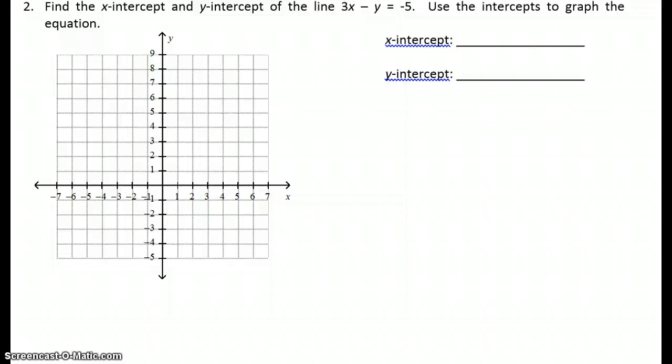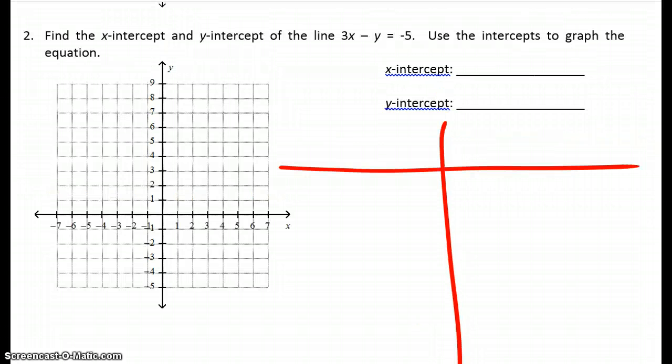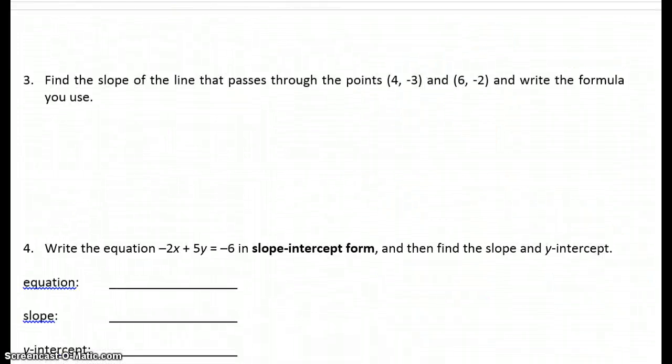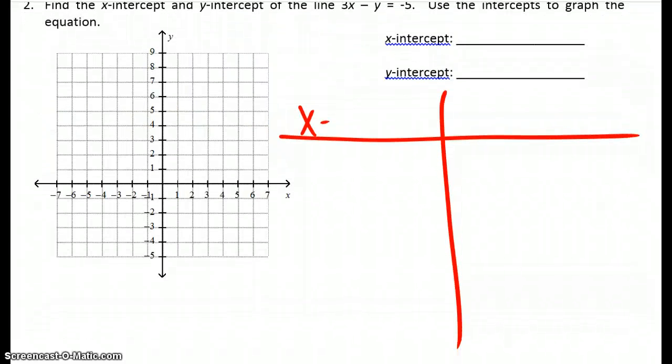Number 2 says find the x and the y intercept of the line 3x minus y equals negative 5. And remember, I need the x-axis, or x-intercept, excuse me. The x-intercept goes here, and the y-intercept is on the other side.